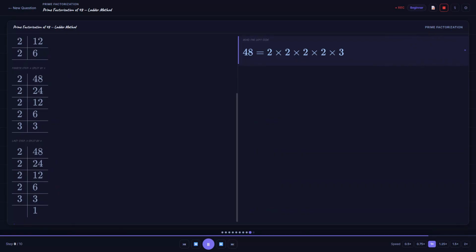Now let's read all the numbers on the left side of our ladder. We see 2, 2, 2, 2, and 3. So 48 equals 2 times 2 times 2 times 2 times 3. Those are all prime numbers.